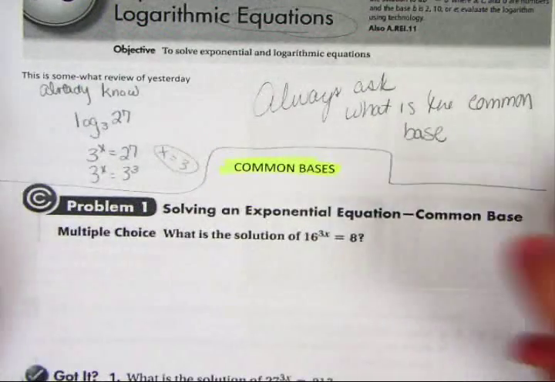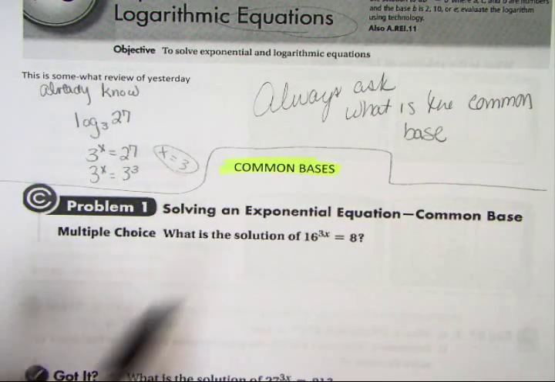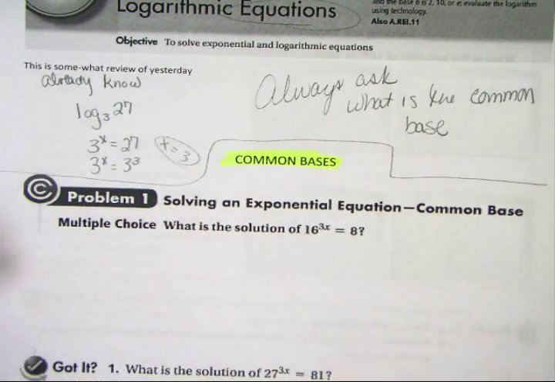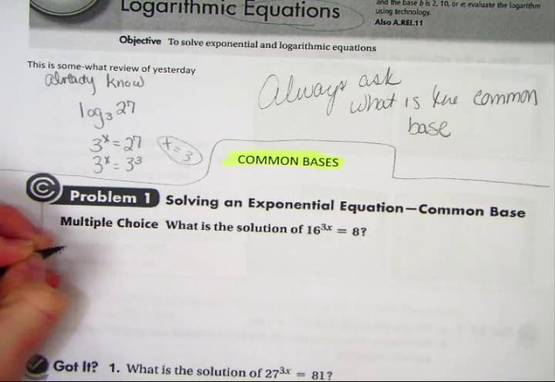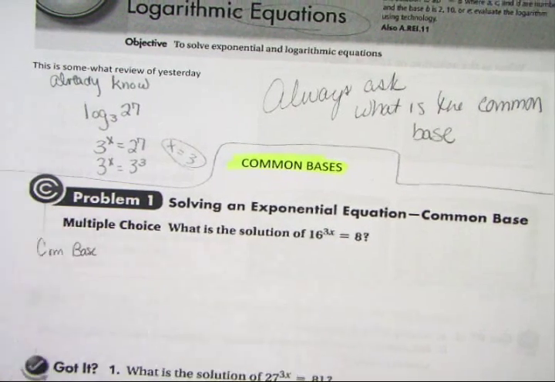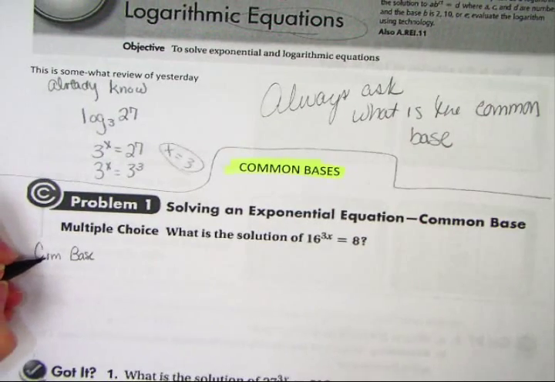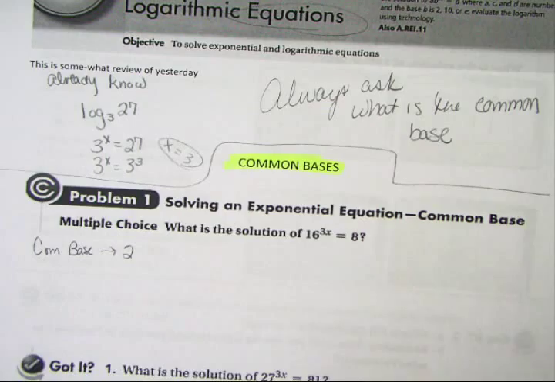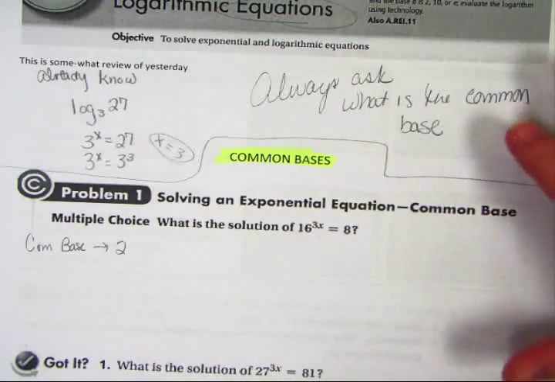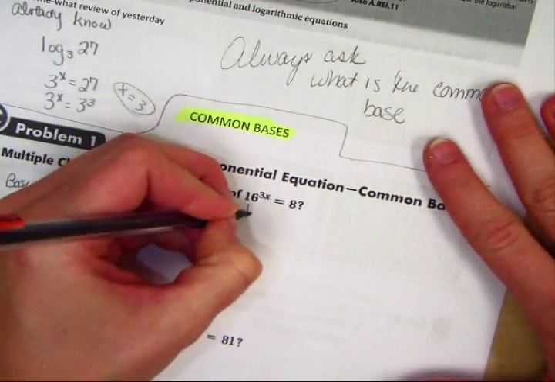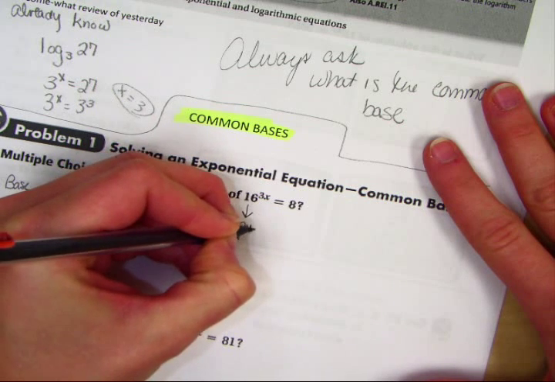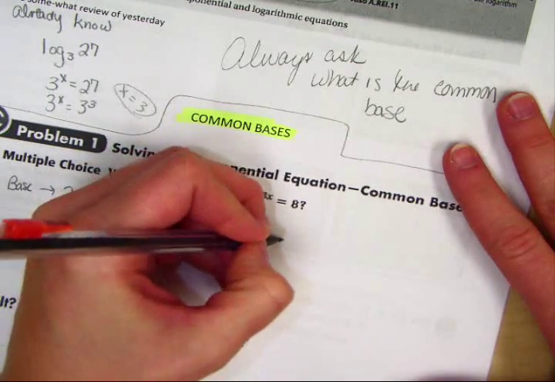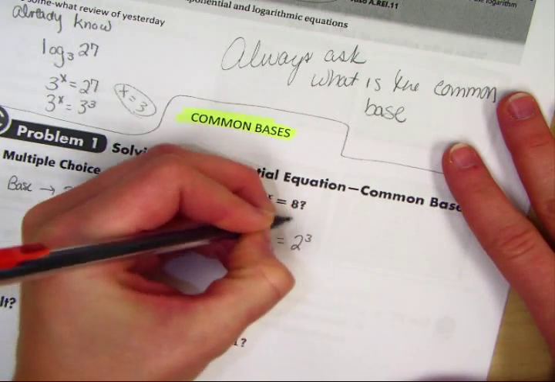Problem 1. It says multiple choice, but I took them away from you. What is the solution of 16 to the 3x power equals 8? Let's talk about the common base. You would need to think of things that you can take to a power. I know that both of those are powers of 2, so I'm going to rewrite my equation like this. Instead of 16, I know 16 is 2 to the 4th. Don't forget that 3x up there as well. I know that 8 is really 2 to the 3rd.